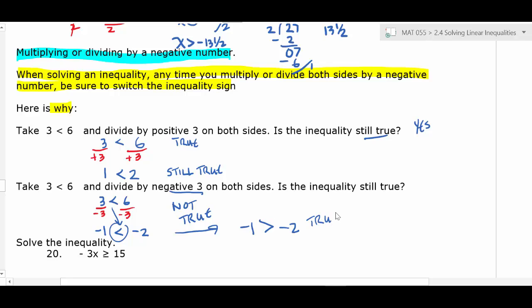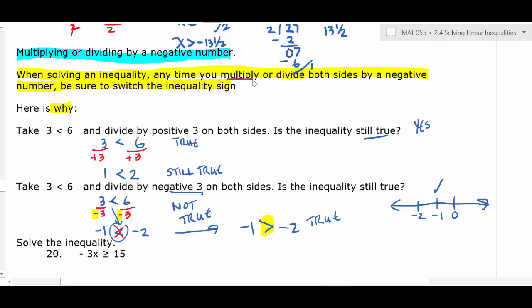Now it's true. Because the way that negative numbers order themselves is backwards of the way that the positive numbers order themselves. So on a number line, here's 0, here's negative 1, here's negative 2. Negative 1 is bigger than negative 2 because it's to the right of negative 2 on the number line. So since you divided by a negative number, you have to change the sign to make it true.